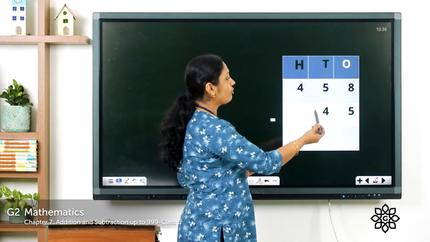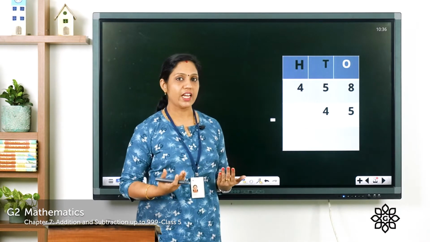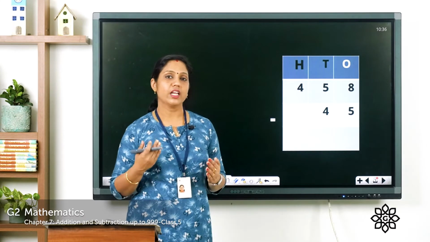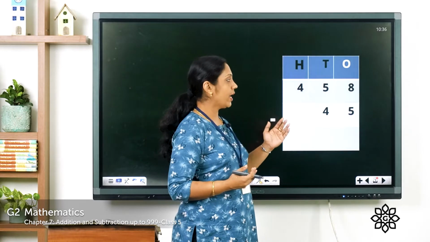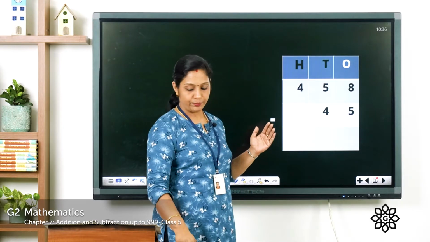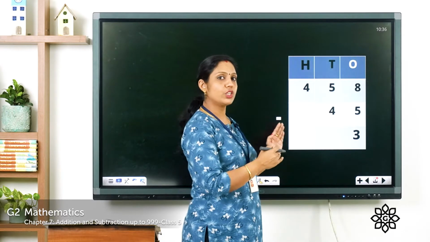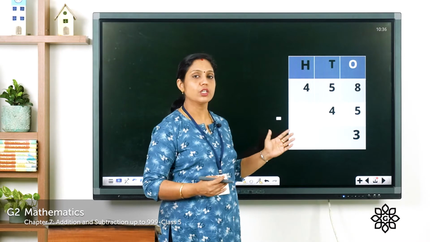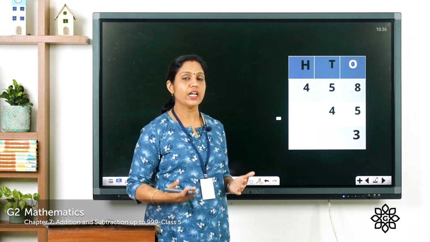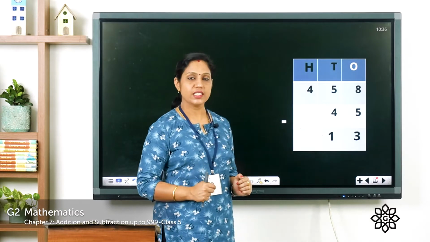Here we have 8 minus 5 in the ones position. How much is 8 minus 5? Remember, it's backward counting for subtraction. So 8 minus 5 is 3. So 3 we'll write here in the ones place. Now we'll move on to the tens place. In the tens place we have 5 minus 4. How much is 5 minus 4? It is 1. So write 1 here in the tens place.